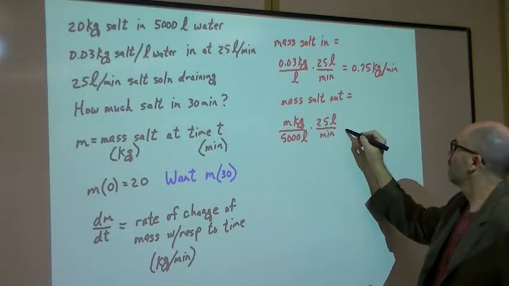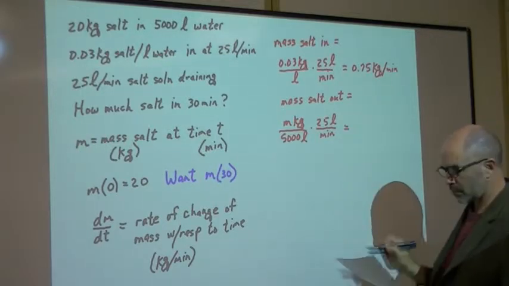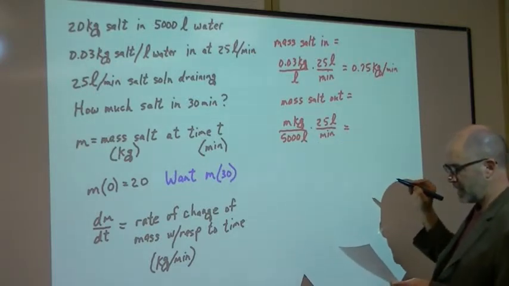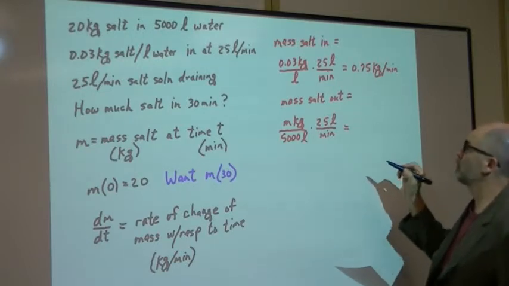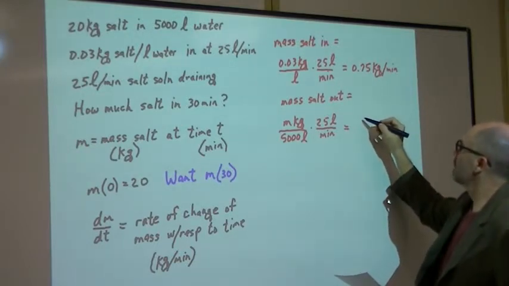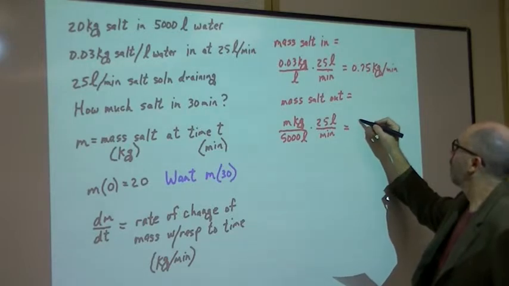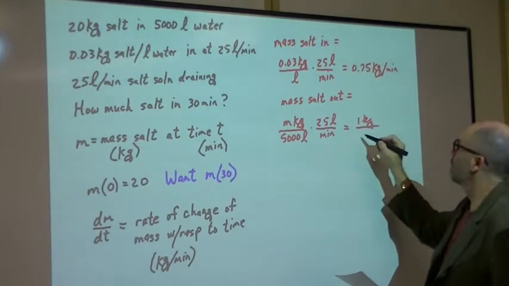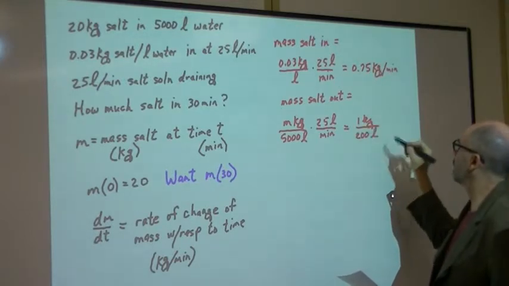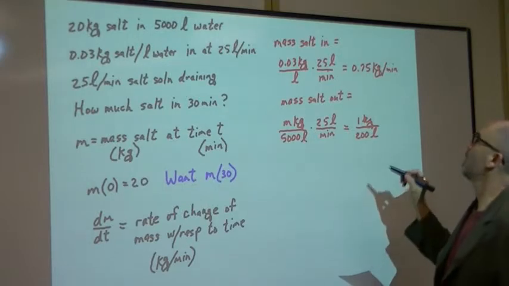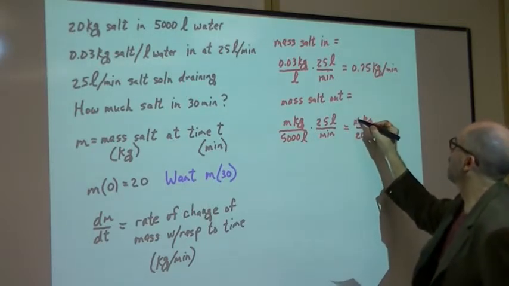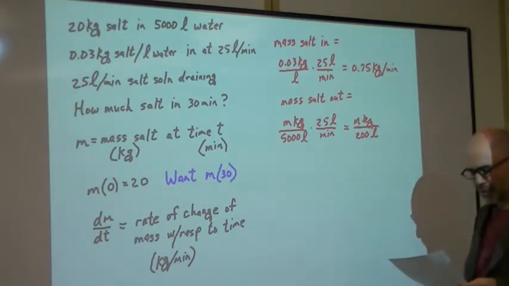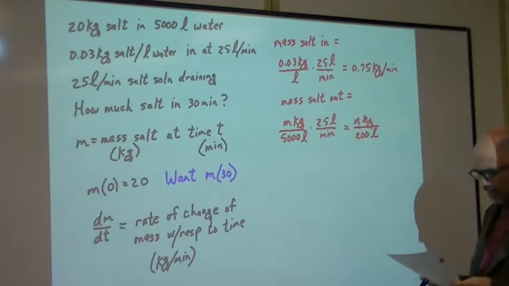So we've got 25 over 5,000, which is basically 1 over 200. So we've got 1 kilogram per 200 liters. No, I'm sorry, it's not 1 kilogram, it's m kilograms per 200 liters. M kilograms per 200 liters out.